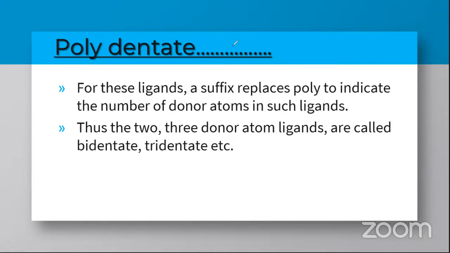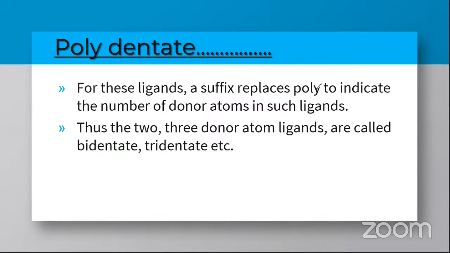How does that one come in? Bi means two, tri means three. If there were four, we would say tetra, and if there were five, we would say penta, like that. Then we are now bringing in the suffix of the word dentate. So if I say bidentate, it means that that ligand has two donor atoms. If I say tridentate, it means that that ligand has three donor atoms. I hope I'm clear.